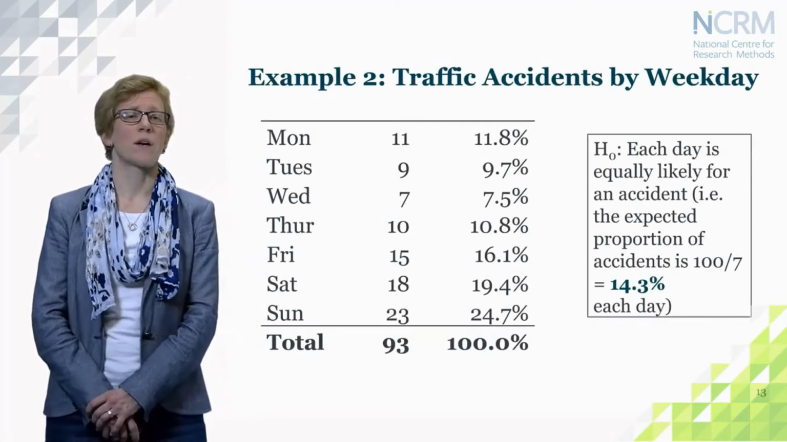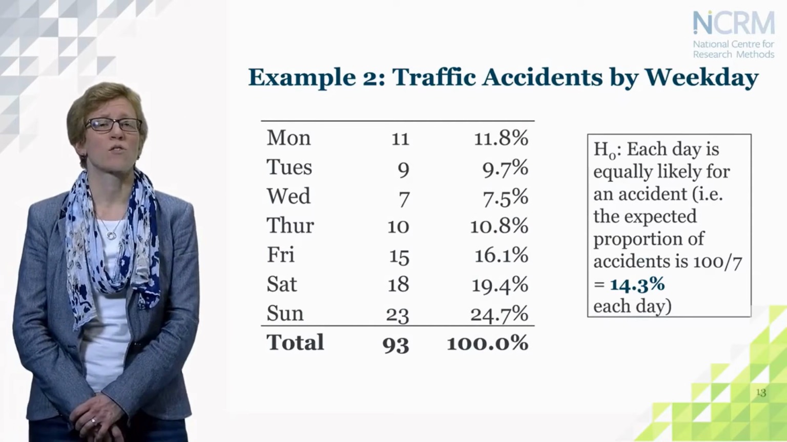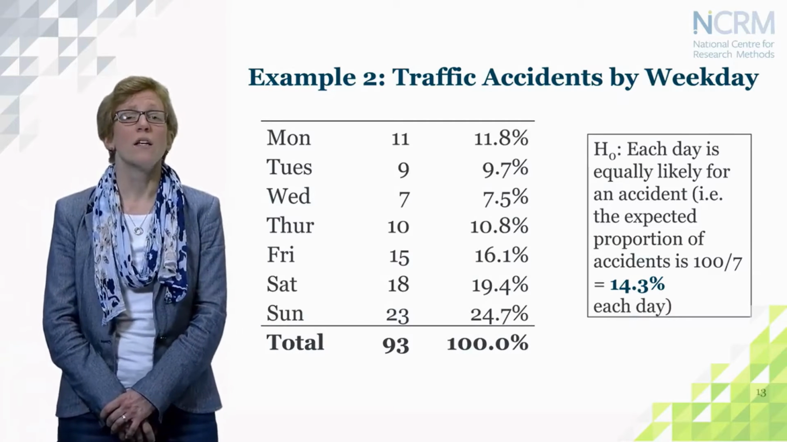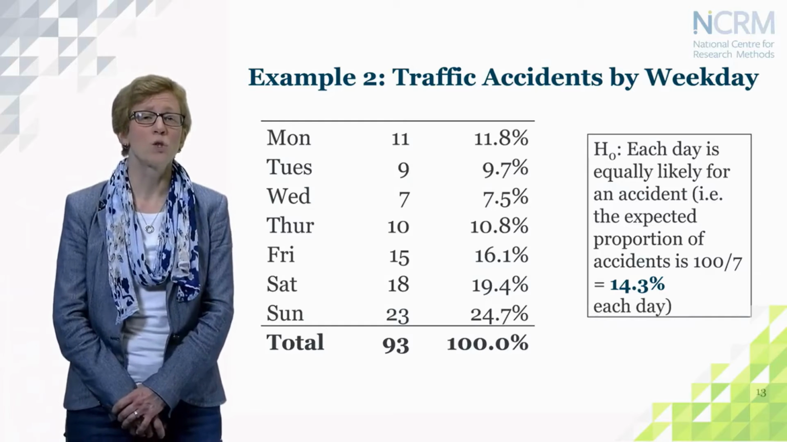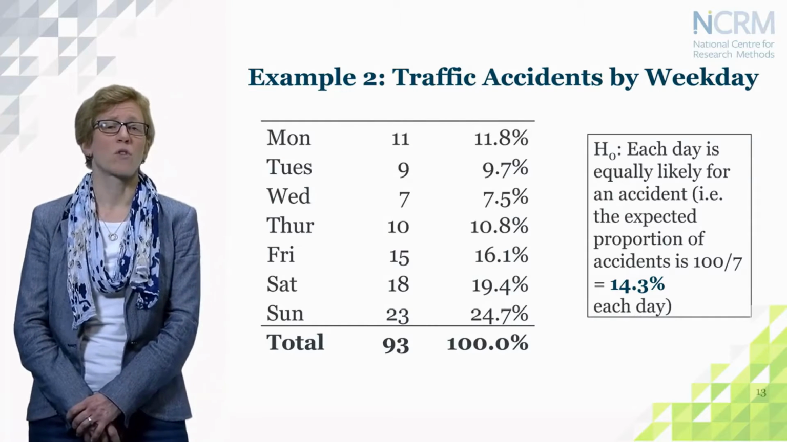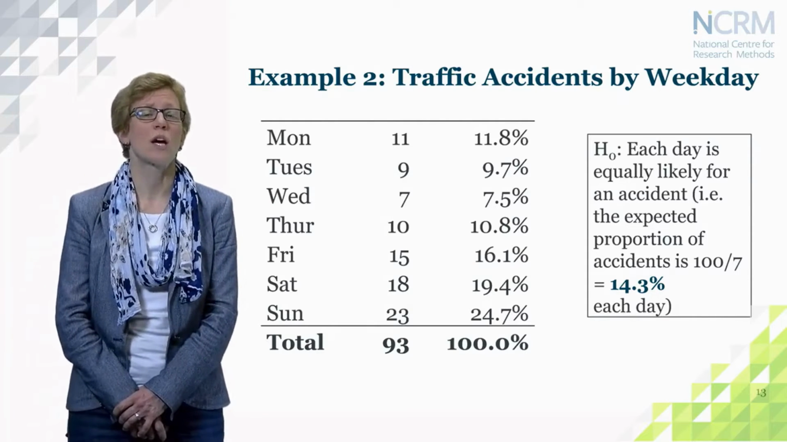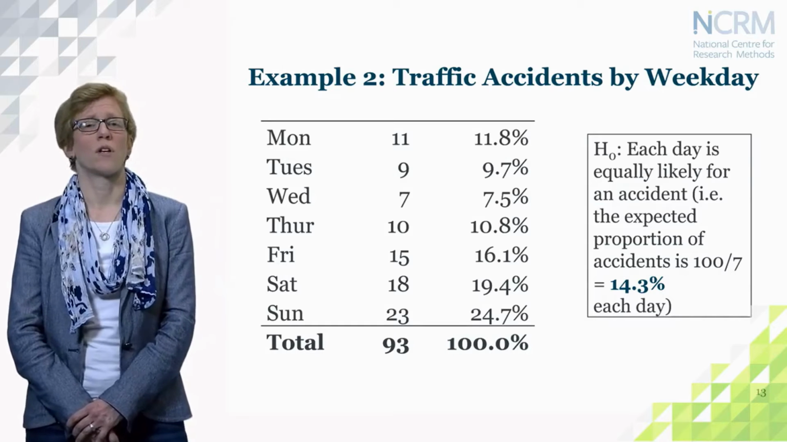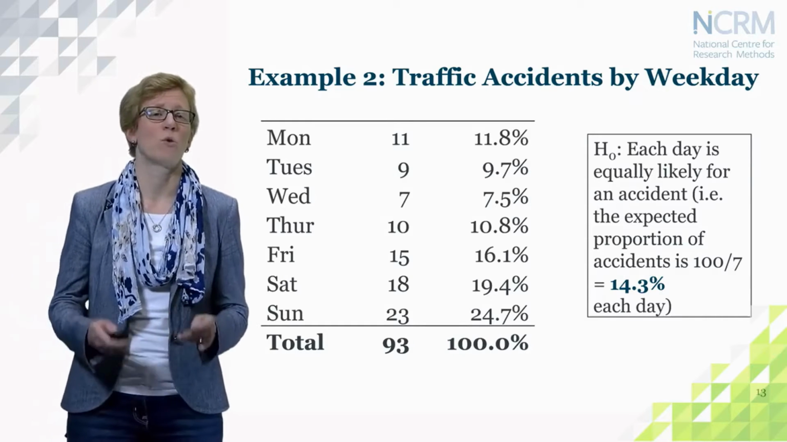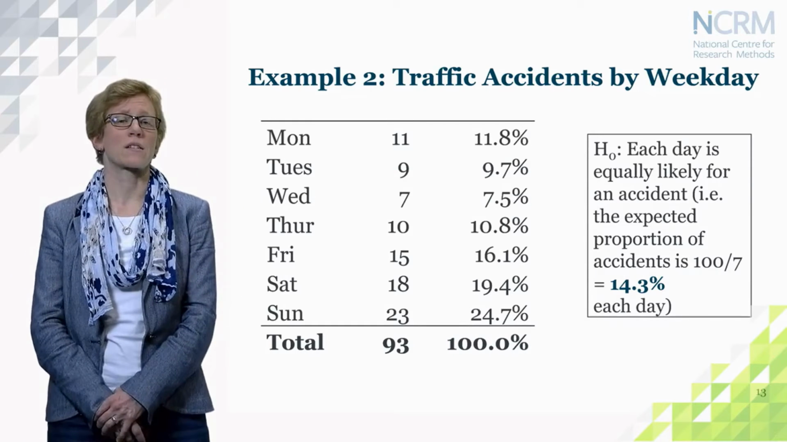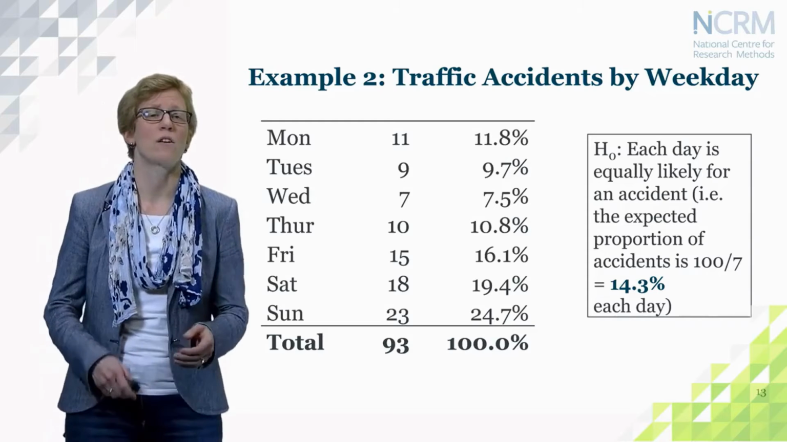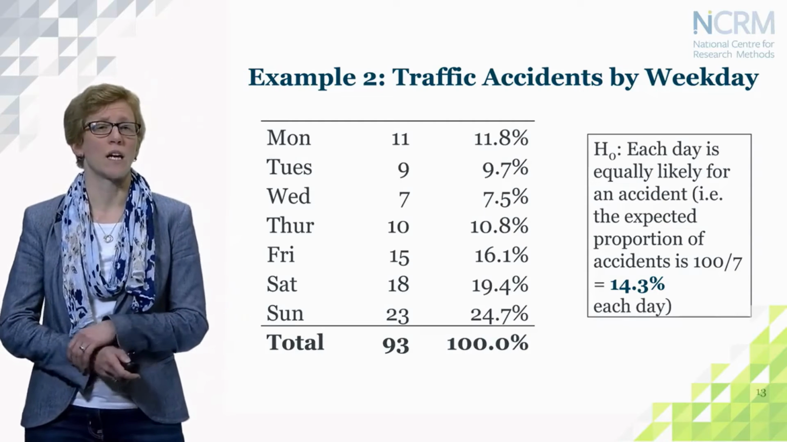Looking at another example, example 2, looking at traffic accidents per weekday. Again, we want to make the H naught assumption of the equiprobable model. That means that each day is equally likely for an accident. That means the expected proportion of accidents is again 100 over 7, so basically just over 14% per day we would expect.